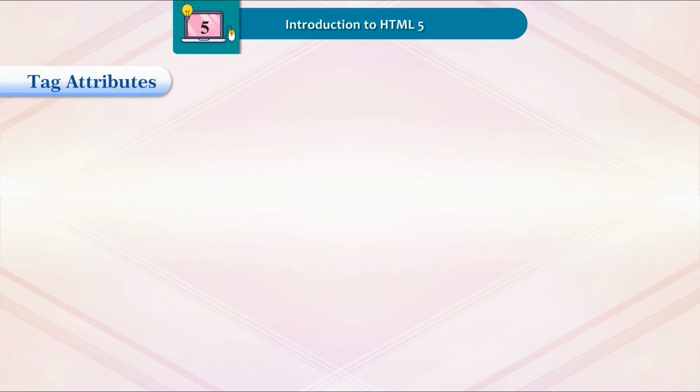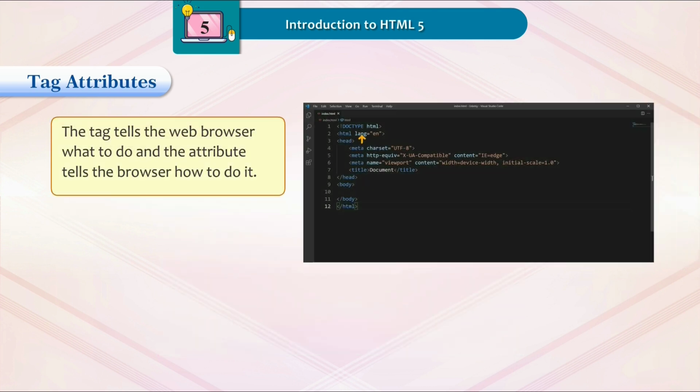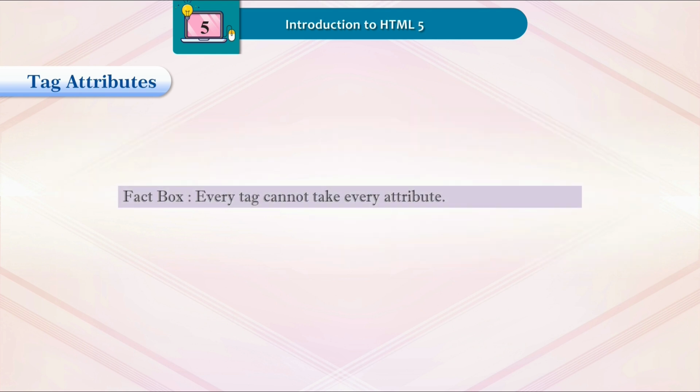/h1/p/body. Tag attributes. Attributes can be added to HTML tags. An attribute is defined as an additional feature that can be added to the HTML elements on your web page. For example, by using the align = right attribute, you can align your text to the right side of your web page. The tag tells the web browser what to do and the attribute tells the browser how to do it. Fact box: Every tag cannot take every attribute.